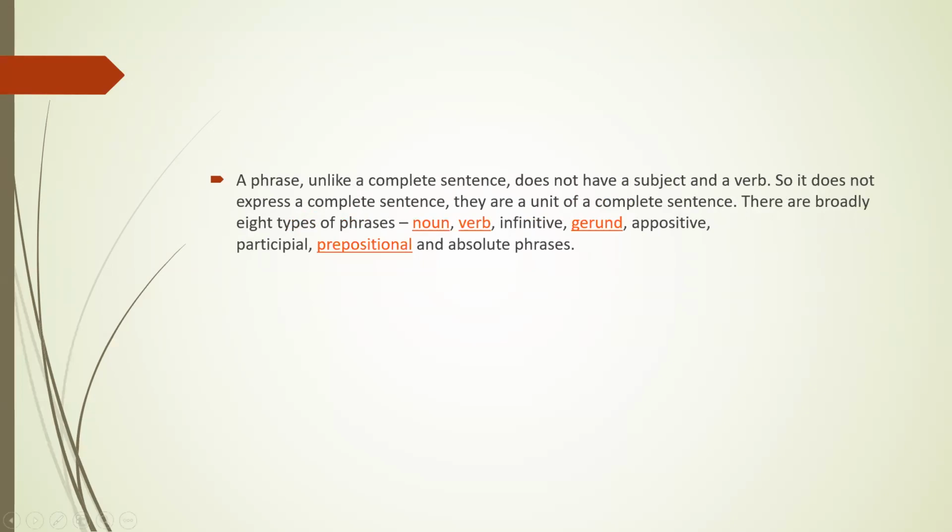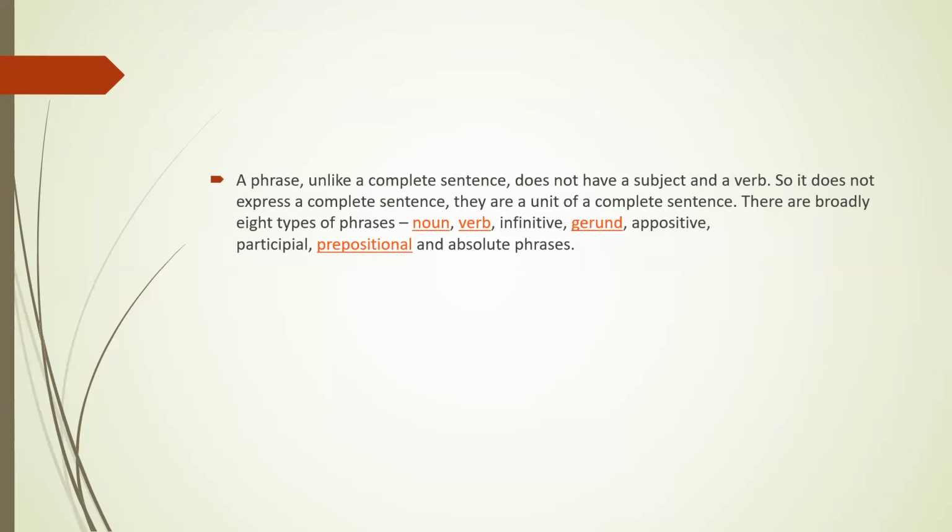A phrase, unlike a complete sentence, does not have a subject and a verb, so it does not express a complete thought. They are units of a complete sentence. There are broadly 8 types of phrases: noun phrase, verb phrase, infinitive phrase, gerund phrase, appositive phrase, participle phrase, prepositional phrase, and absolute phrase.